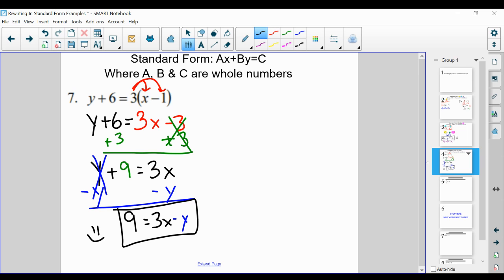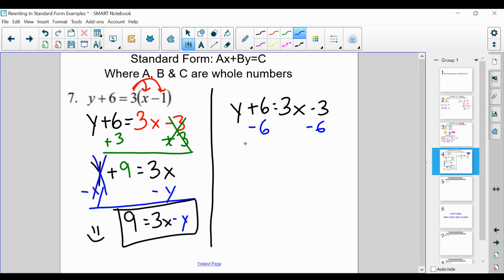We are in standard form. It is technically ax plus by equals c. We just have the order switched where c is equal to ax plus by. Now, I told you that we would do it the other way, where we have y plus 6 is equal to 3x minus 3. Last time we added 3. This time let's subtract 6.